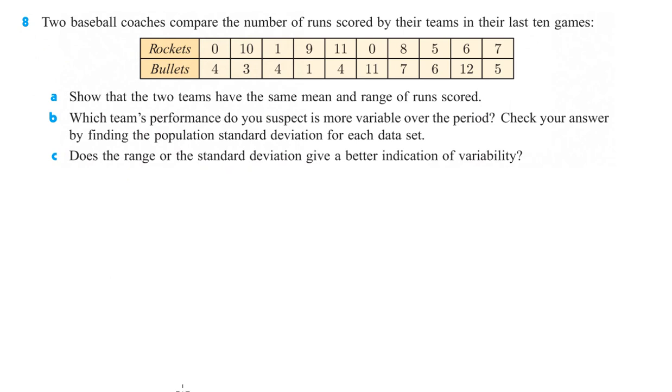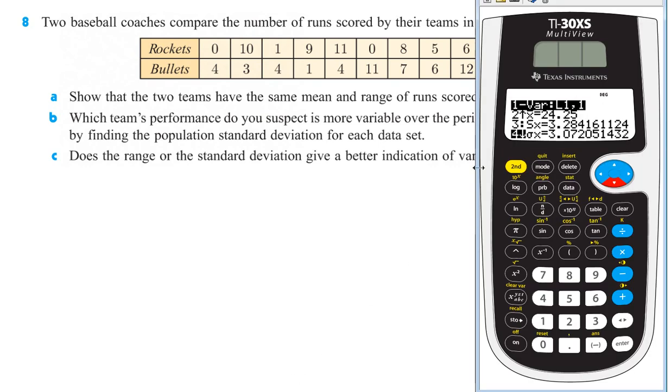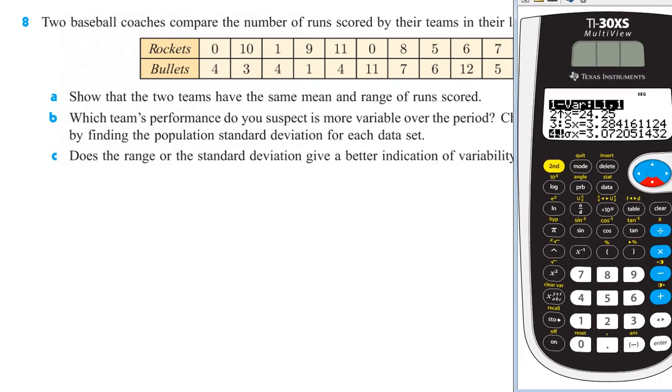Taking a look at number 8 here, 2 baseball coaches compare the number of runs scored by their teams in the last 10 games. The Rockets and the Bullets. Show that the 2 teams have the same mean and range of runs scored. Okay. We're going to eventually have to do the standard deviation. So let's just put this straight into the scientific calculator and away we go, right?